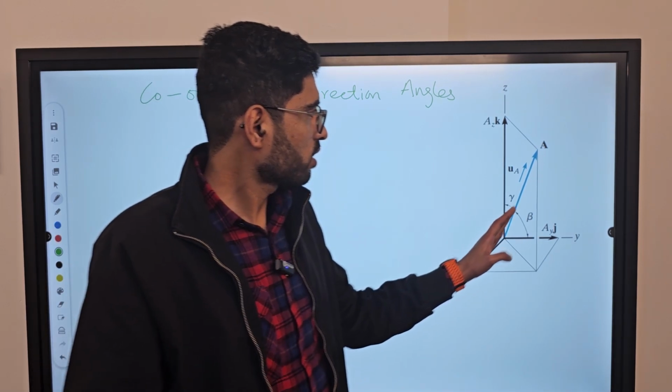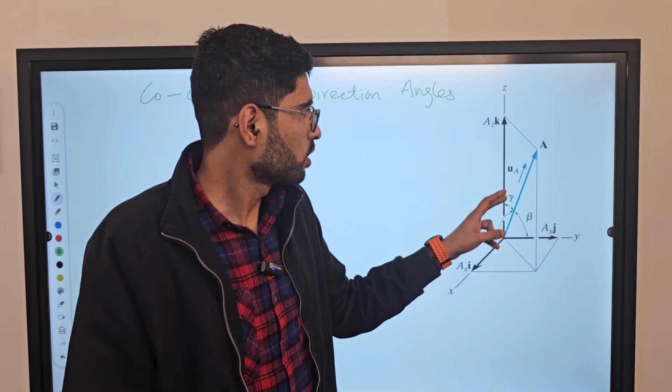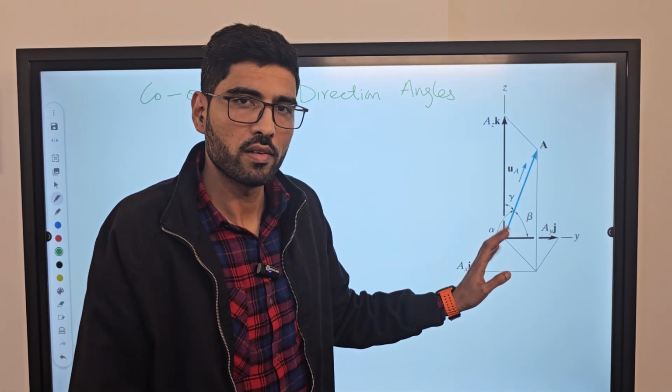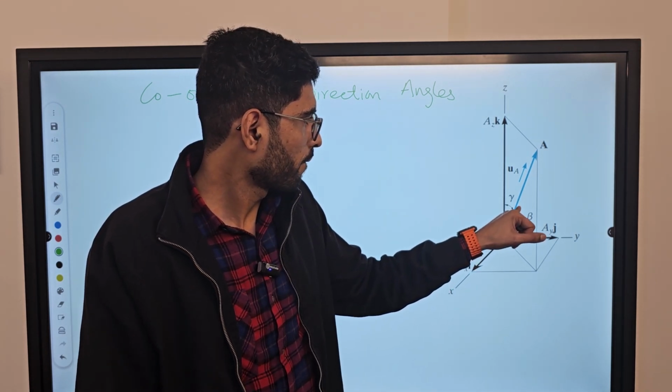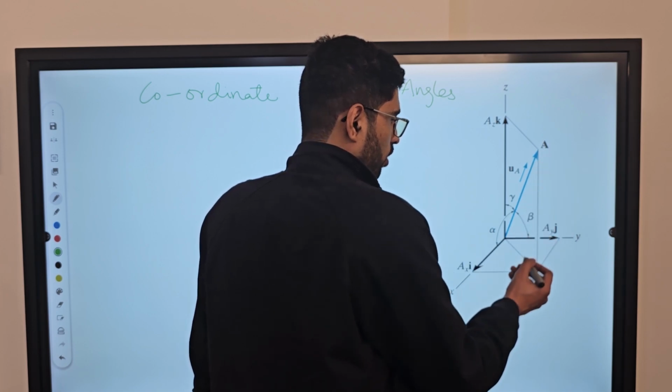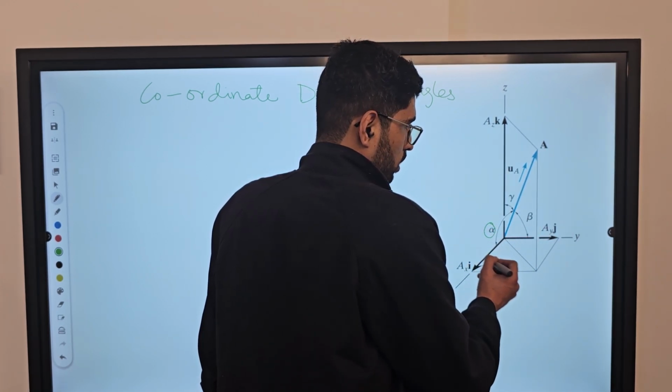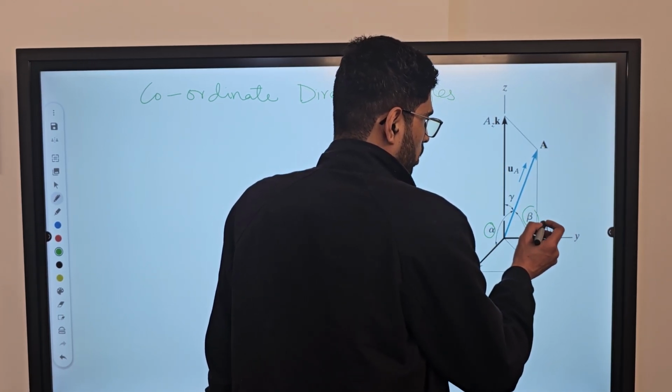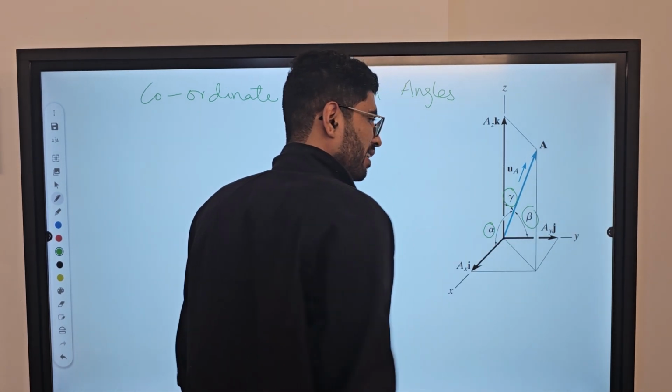So we are given a vector A which is acting along a unit vector UA, and we are given the angle of this vector A with the x-axis, which is angle alpha, with the y-axis, which is angle beta, and with the z-axis, which is angle gamma.